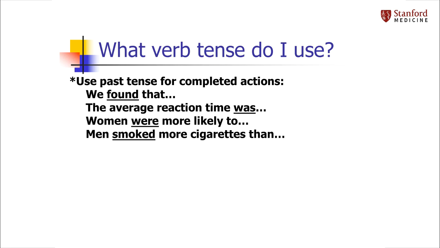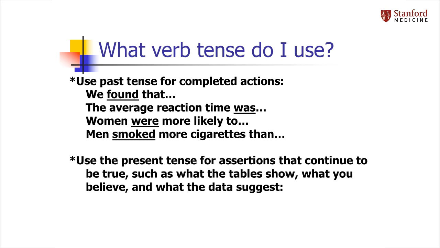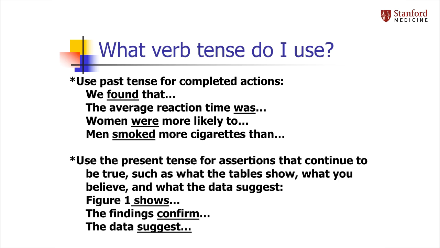But if you're talking about assertions that continue to be true, such as what the tables show or what the data suggest, these statements belong in the present tense because it's still true when your reader reads the paper that figure 1 shows the means of the groups. This continues to be true. So if you say figure 1 shows, you should put that in the present tense because the figure is still showing that when the reader reads the paper. Or you would say the findings confirm. That's still true. The data suggest. Or we believe that this shows, because those things are still true at the time the reader reads the paper. Those belong in the present tense.